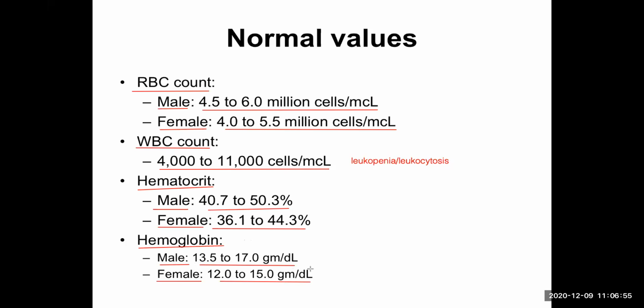Now, there is a good correlation between hemoglobin and hematocrit. Hematocrit is roughly 3 times of hemoglobin. Just multiply this hemoglobin by 3, the hematocrit value would be there. And hematocrit is interpreted as a percentage, whereas hemoglobin is gram per deciliter.